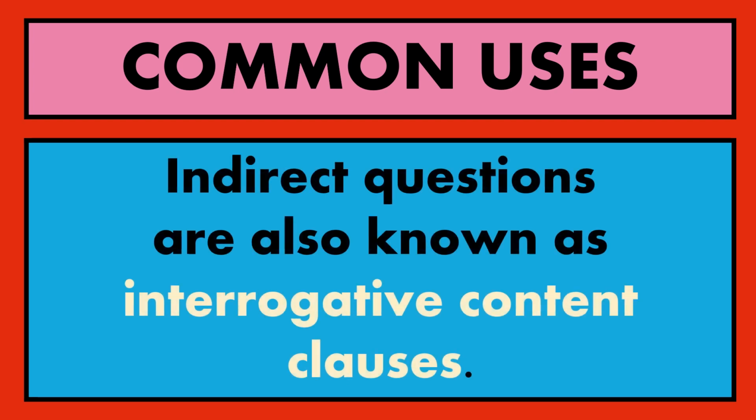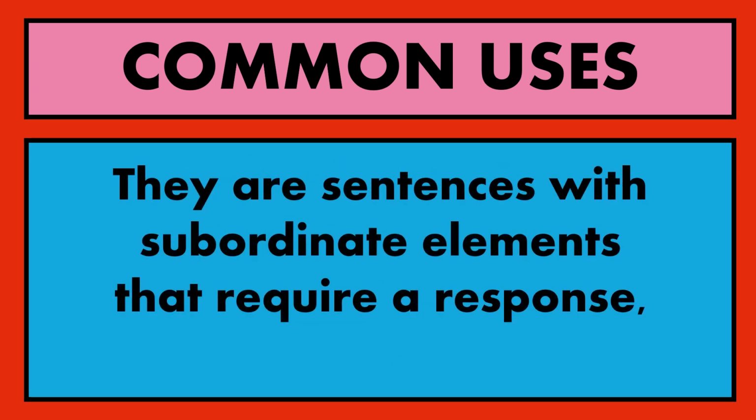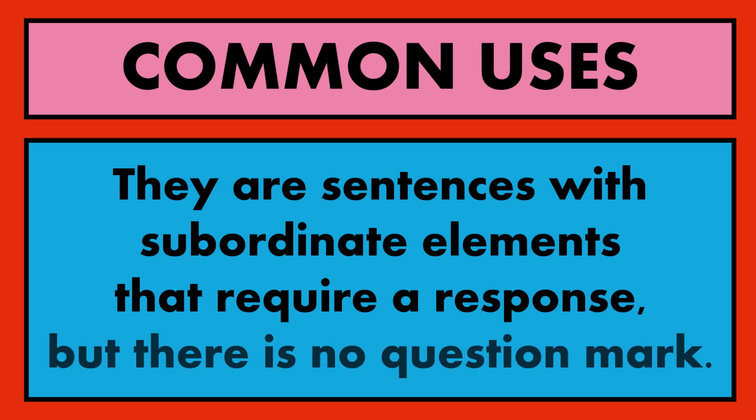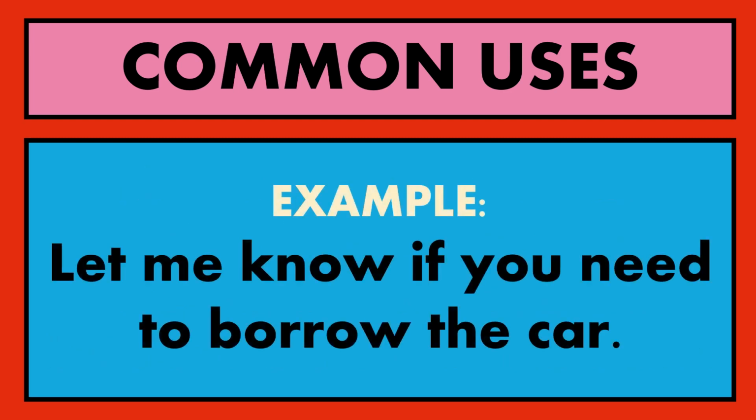Indirect questions are also known as interrogative content clauses. Don't let these complicated phrases confuse you. This simply means that there are sentences with subordinate elements that require a response, but there is no question mark. Example, let me know if you need to borrow the car. In this context, you'll see there is no question mark, but you still need a response, and there's an alternative as to whether or not the person you're speaking to needs the car.